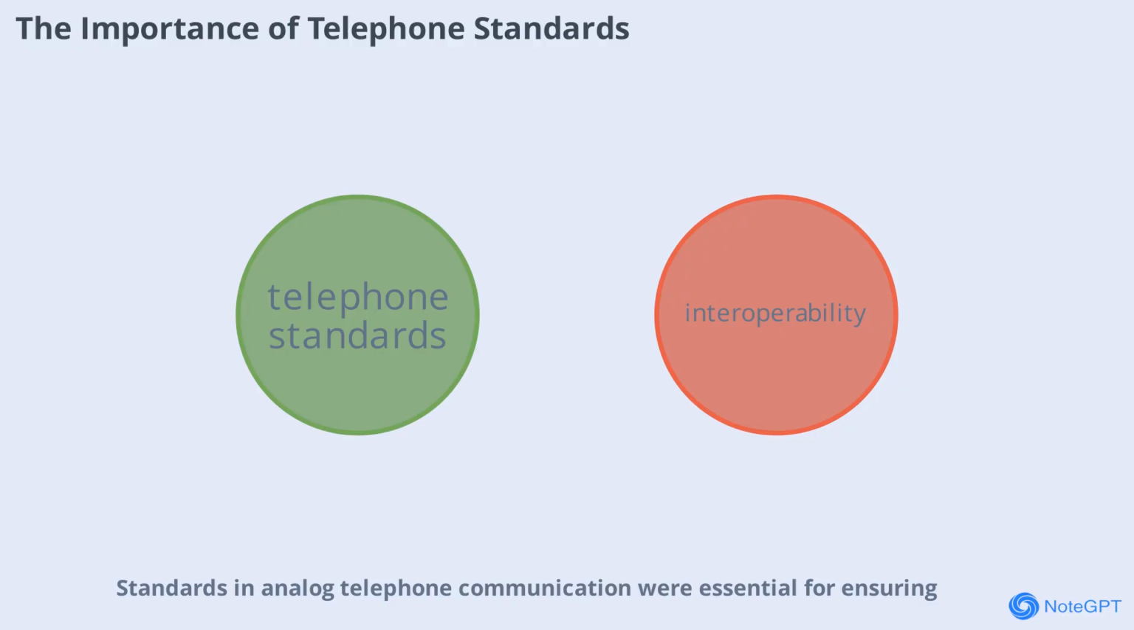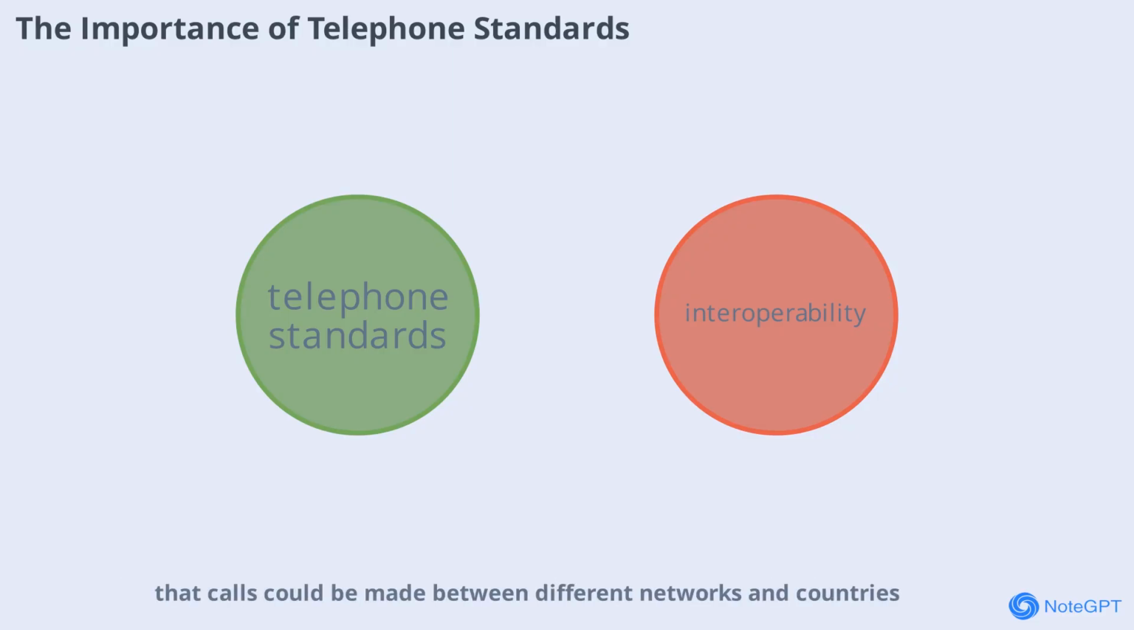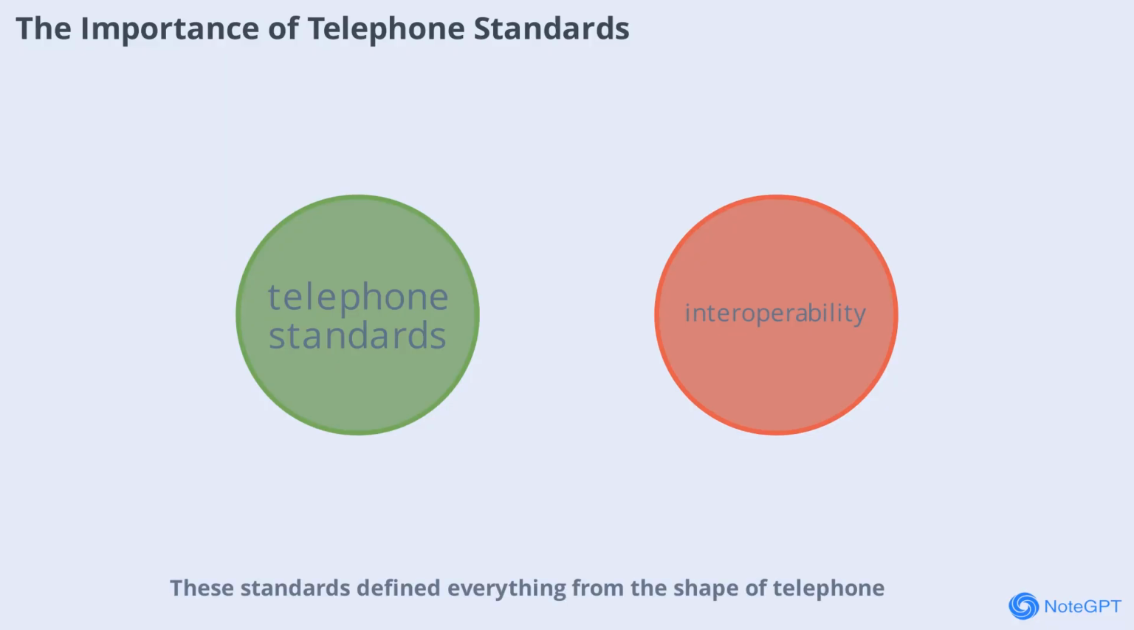Standards in analog telephone communication were essential for ensuring that calls could be made between different networks and countries. These standards defined everything from the shape of telephone plugs to the way signals were encoded and transmitted. By establishing common protocols, telephone standards made it possible for people to communicate seamlessly, regardless of their location or service provider. This interoperability was a key factor in the rapid expansion of telephone networks worldwide.